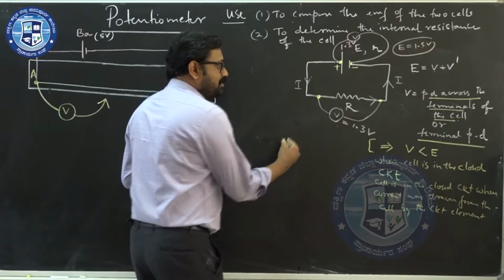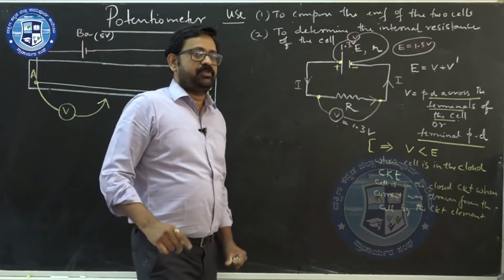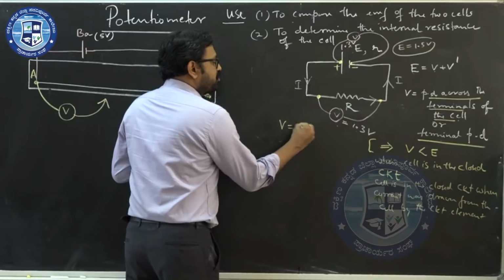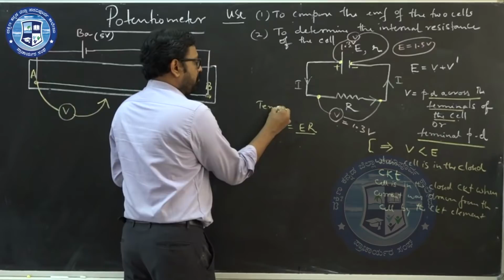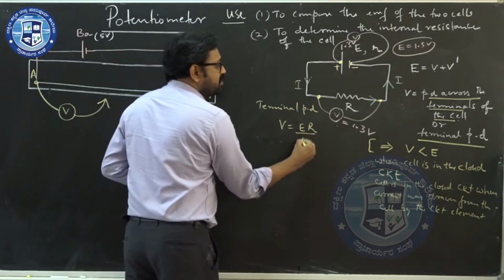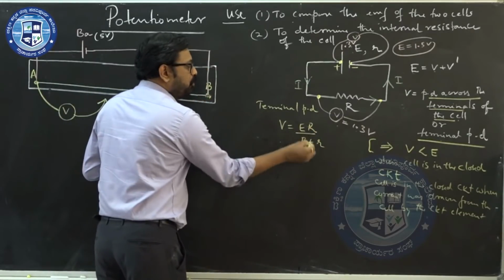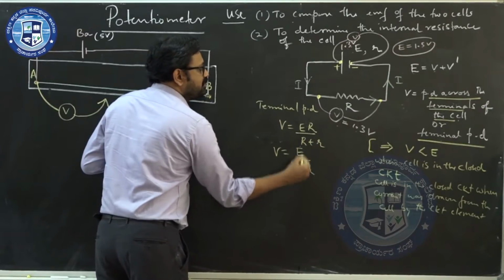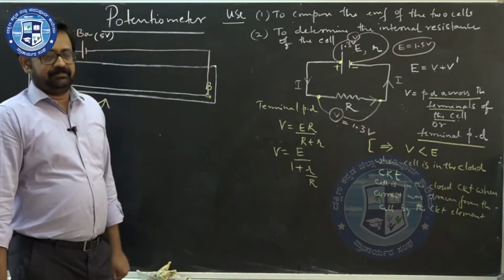There is something called the cell being in the open circuit. You have studied this in the chapter on cells. You have to go back and refer. One of the equations you came across was terminal potential difference. Terminal potential difference V is equal to ER by R plus small r. Correct? If you divide both the numerator and denominator by R, you will get V is equal to E by 1 plus small r by capital R. Correct?